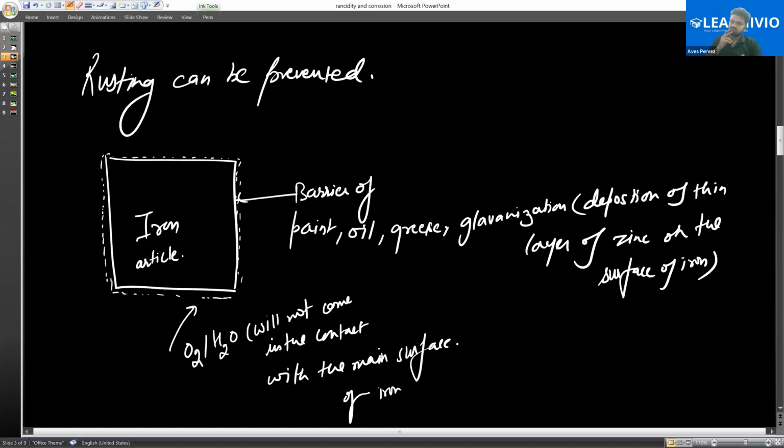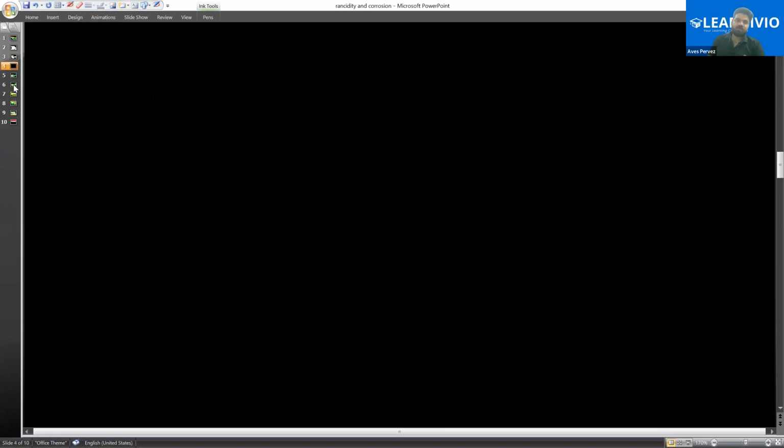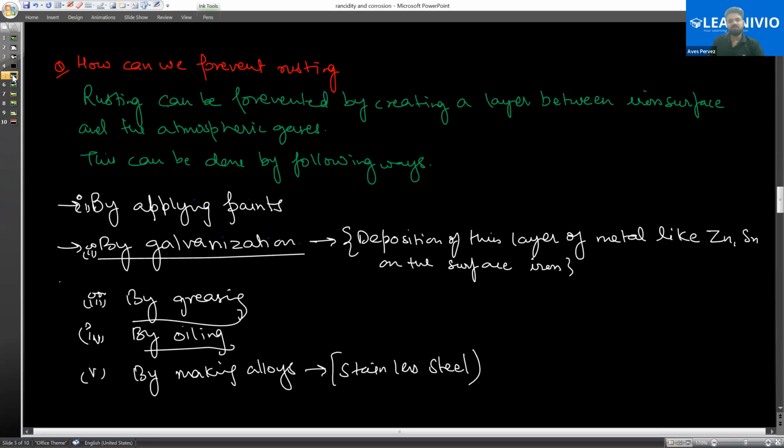So done. Okay. You can write it this way also: how can rusting be prevented? Rusting can be prevented by creating a layer against the atmospheric gases, by the following ways: making alloys, by oiling, by greasing, by galvanizing, by applying paints. Okay, write it down fast.